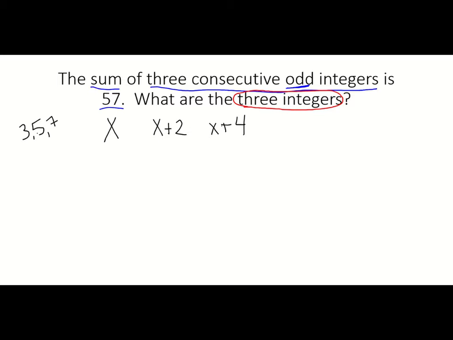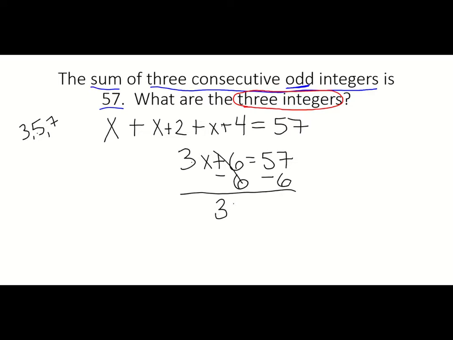So the sum of all of these, if I add all of these together, my 3 expressions for my 3 numbers, it says that should equal 57. So x plus x plus x is 3x. 2 and 4 would be 6. Solve this equation for x so we can see what is our first odd number. So we're dividing by 3. And 3 is going to go into 51 17 times.